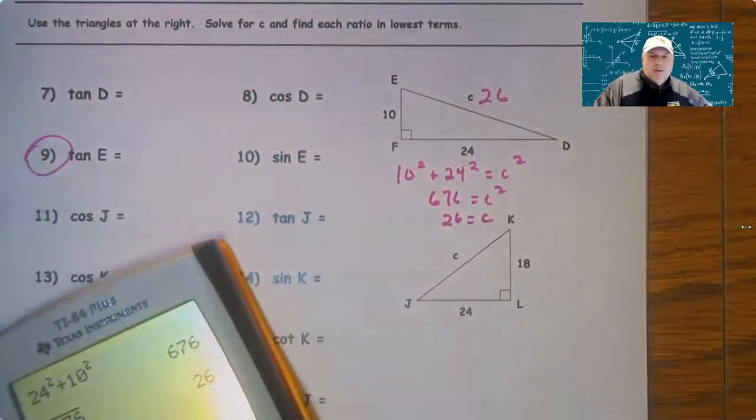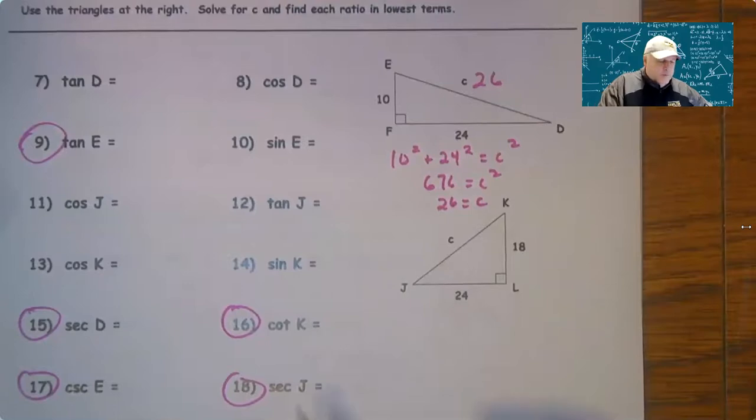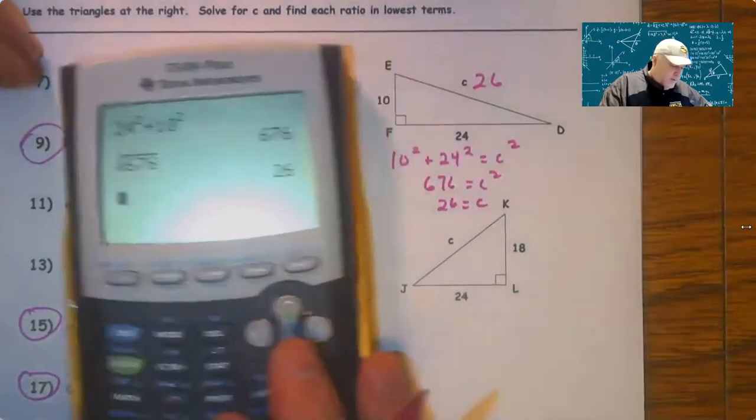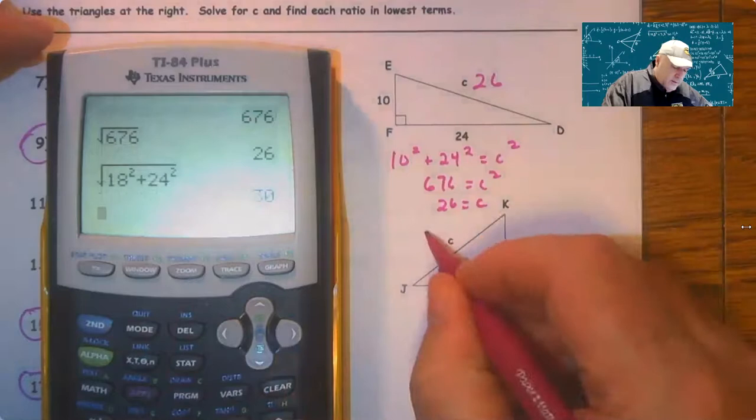Now you're ready to begin all the trig ratios. Now I want to do something here with some of the inverse ones. Let me figure out side C on this one down here before I start. So 18 squared plus 24 squared, and then square root, this is 30.